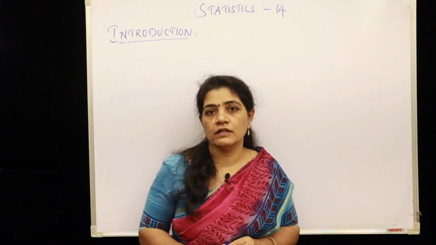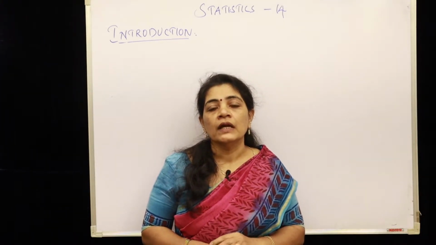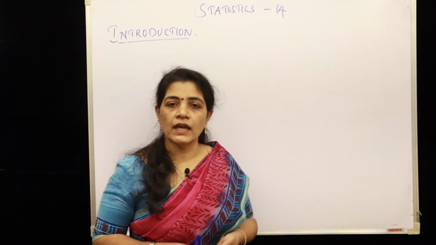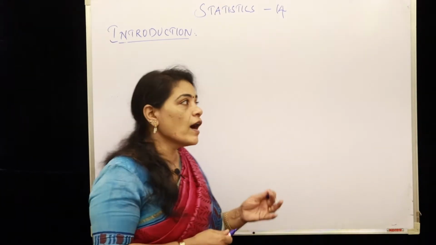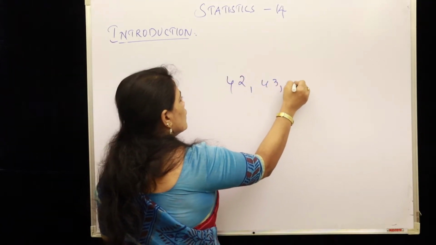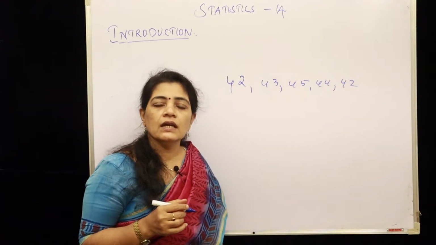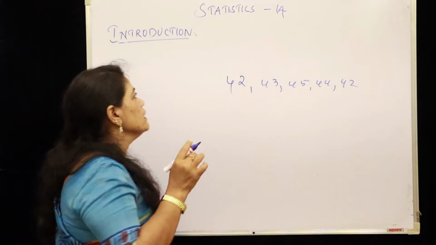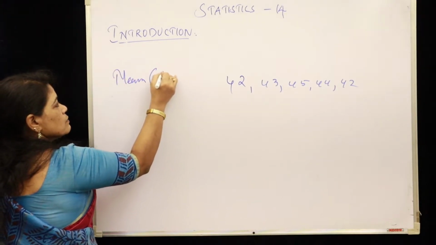So first we are going to discuss the mean of grouped frequency distribution as well as discrete frequency distribution. In the first example, I have given the marks scored by a student in 5 different subjects. There I haven't mentioned anything about frequency. I just have given 5 marks, that is 42, 43, 45, 44 likewise. So in order to get the arithmetic mean, or simply mean, we are representing this with x bar.